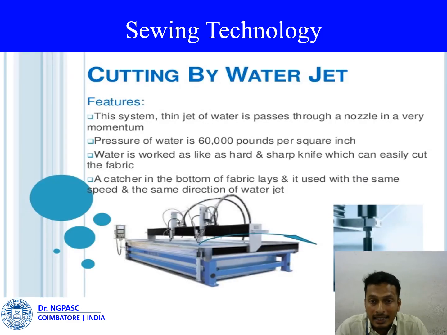Next one is cutting by water jet. In this system, a thin jet of water is passed through the nozzle. The pressure of the water is 60,000 pounds per square inch. The water works like a hard, sharp knife which can easily cut the fabric. The catcher is at the bottom of the fabric layer and it moves with the same speed and the same direction as the water jet.